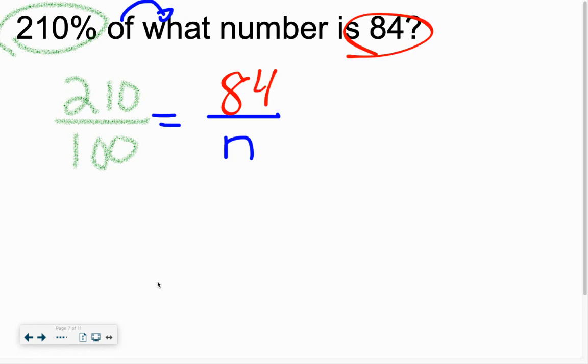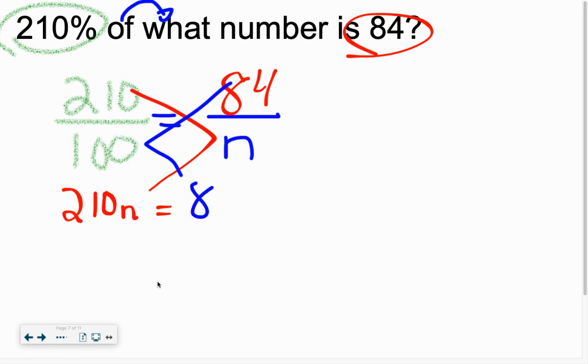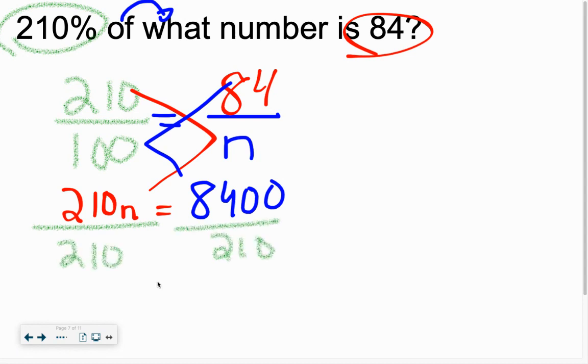And again, use that cross product. So I've got 210 times n, which is 210n, and then 84 times 100 gives me 8,400. Solve for n. Get rid of the 210 by dividing both sides by 210. And once again, mental math or calculator approved. You just type it in, and you get your final answer of 40.